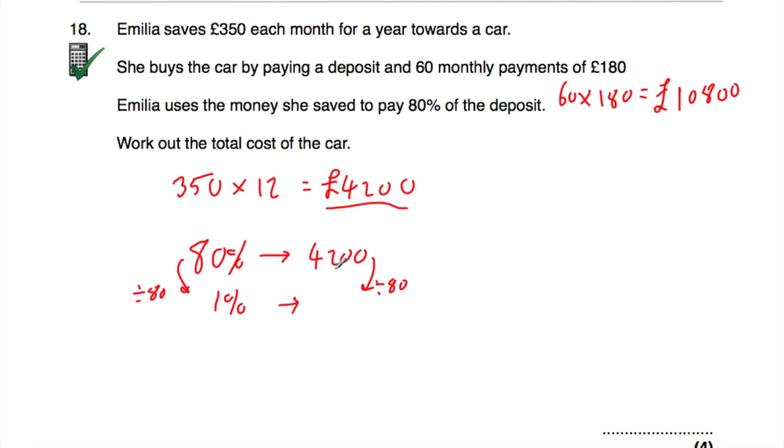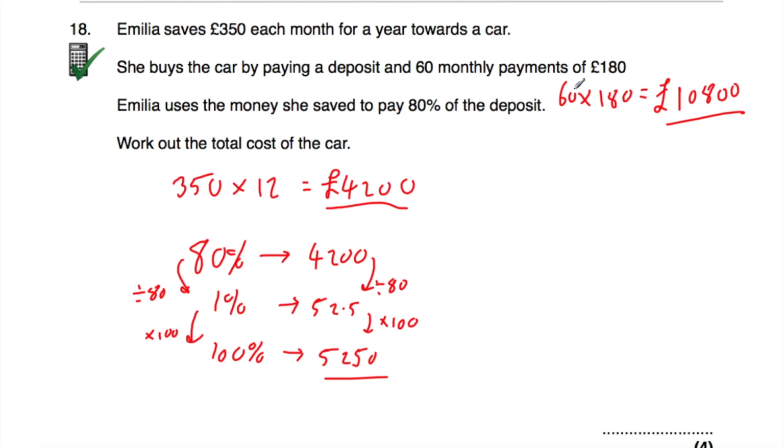So divide by 80 and divide by 80 and see what we get. So 4,200 divided by 80 is equal to 52.5, and that's 1%. Now we're going to times by 100 and times by 100, and then that'll tell us what 100% is, which is the whole deposit. So 100% will be equal to 52.5 times 100 is equal to £5,250. So that's how much the deposit is. The deposit is £5,250.